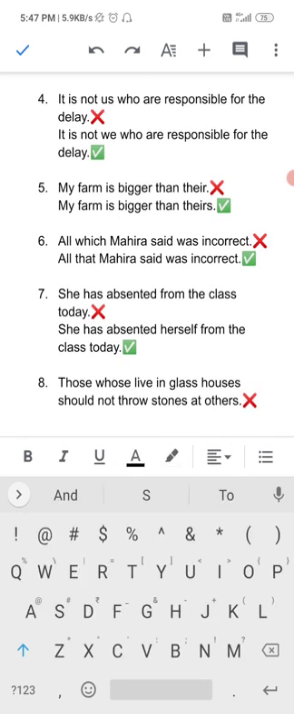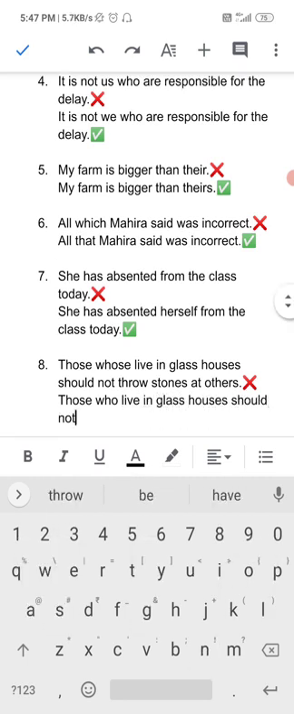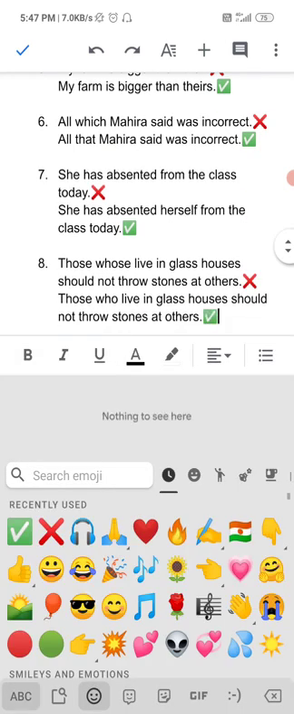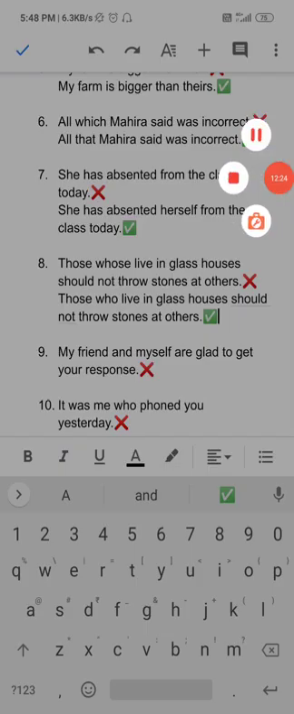Okay. Those who live in glass houses should not throw stones at others. This version is correct. Are you understanding this session? I hope yes. Question number 9.